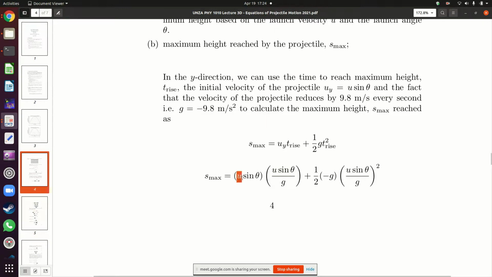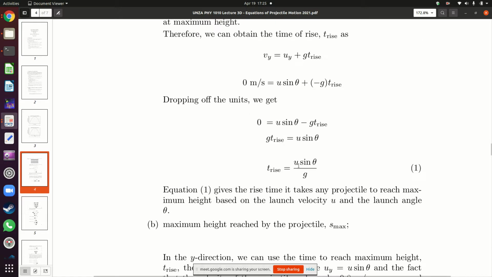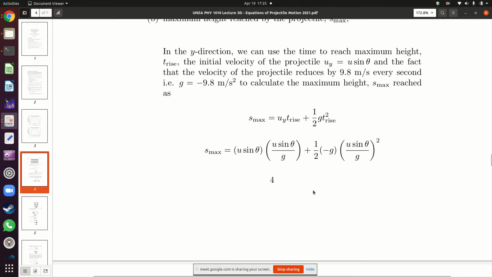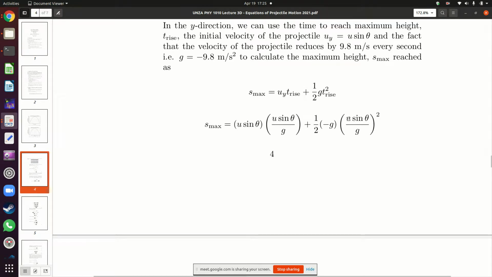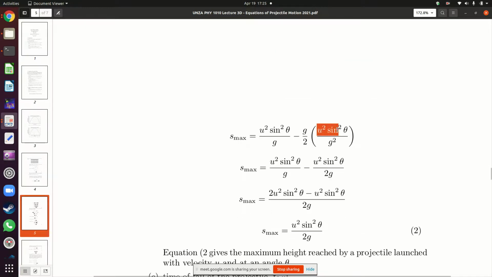You multiply u sine theta by u sine theta, then divide by g, so you end up with u squared sine squared theta divided by g. Then here you have half, then minus g, then u sine theta divided by g, squared. Remember, in this formula you've got t squared. In our case, our t is t rise squared, and our t rise is this value here, the time it takes your projectile to reach maximum height. So when you square this, you end up with u squared sine squared theta divided by g squared. This is your rise time squared.